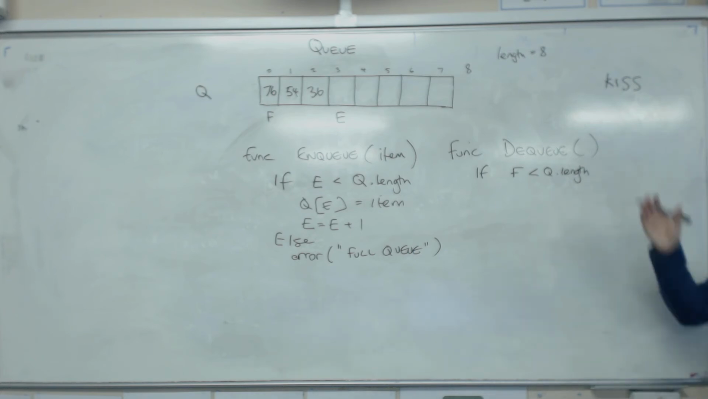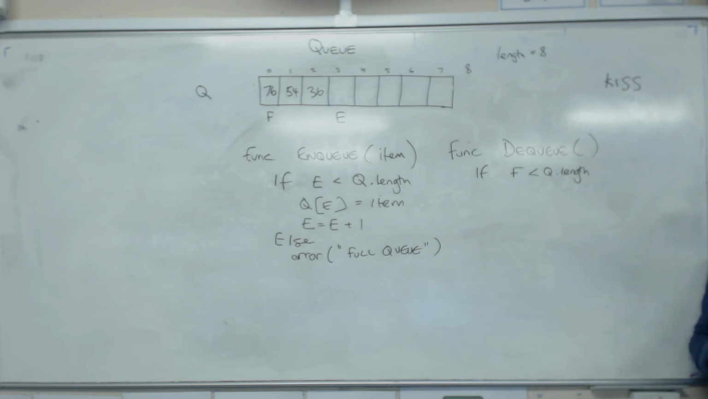That means it's always going to be greater than or equal to 0, isn't it? Yeah, because you don't have negative indexes. True, but I thought you were asking, that's checking if it's full. No, it's checking if it's empty. Oh, because it's F, not E. Yeah, it's the other pointer. This isn't right, but let's just run with it.